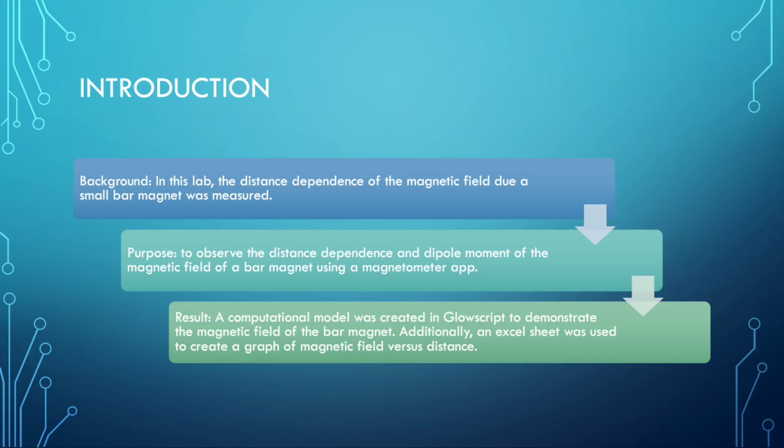Here's our introduction. In this lab, we calculated the distance dependence of the magnetic field due to a small bar magnet. We did this to observe the distance dependence and dipole moment of the magnetic field of the bar magnet using an app on our phones called the magnetometer. The result from this was a computational model in GlowScript, as well as an Excel sheet that we used to graph the magnetic field versus distance.